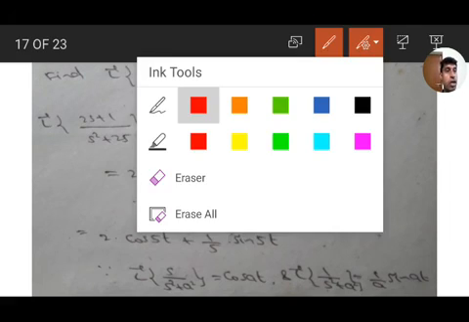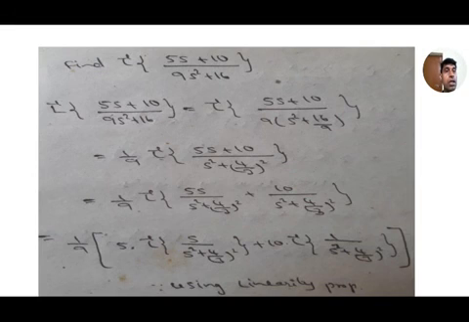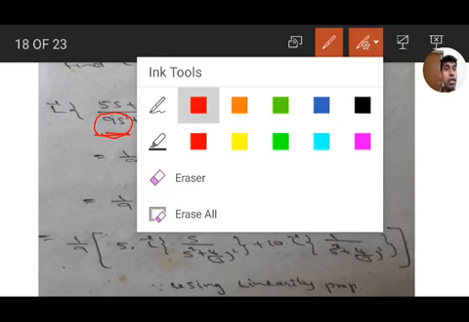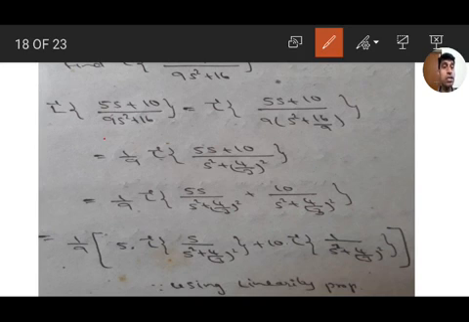Next, let us move to the next problem. Find L inverse of (5s plus 10) by (9s square plus 16). So it is also the same, but here we have 9s square. Generally we have the formulas for 1 by (s square plus a square), or 1 by (s square minus a square), or s by (s square plus a square). But we have 9 here. So first we need to take this 9 as common, to make the s square coefficient 1. So first, 9 is common.